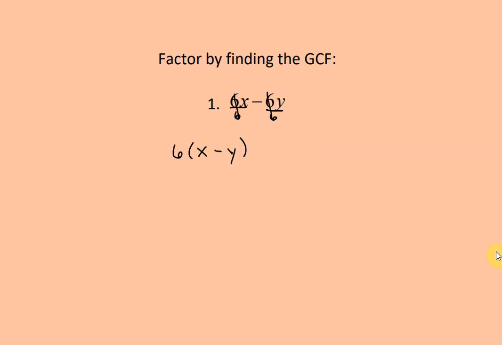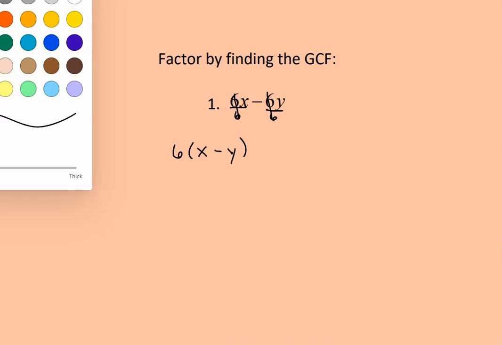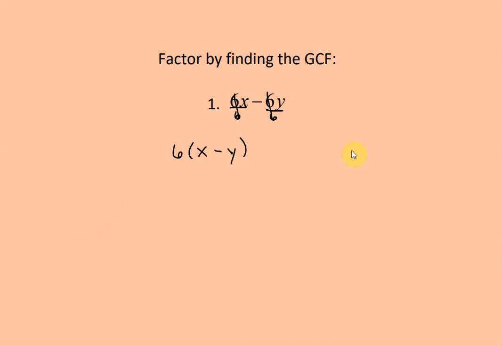To make sure that this is the solution, we can check our answer anytime we factor. We can check our answer by multiplying the result back together. If we multiply it back together, we should get what we started with. So let's try it. If I have 6 times x minus y, if I were to multiply these back together, I would distribute the 6 into the parentheses. 6 times x would be 6x. 6 times negative y would be a negative 6y.